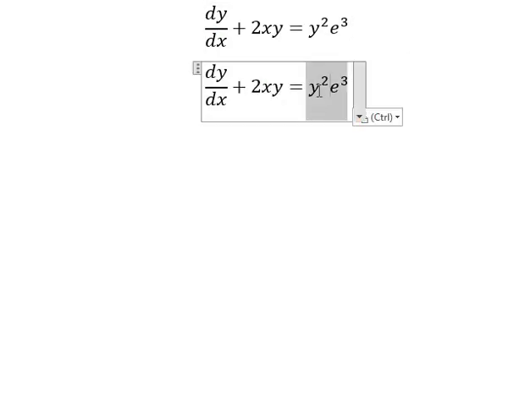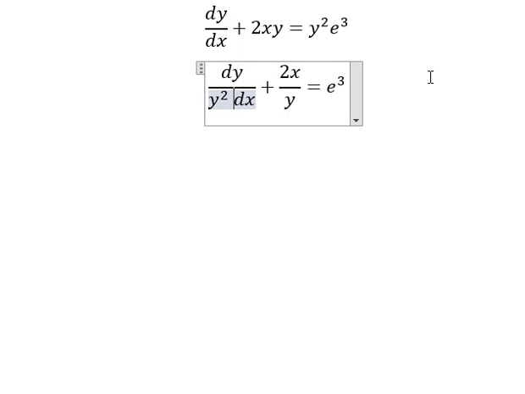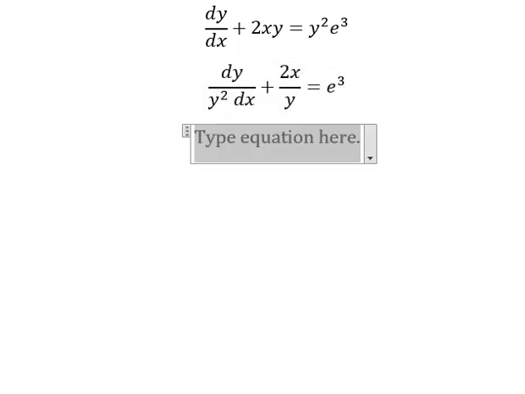We divide both sides by y squared. So we have 1 over y squared, dy over dx. This is about Bernoulli's equation.